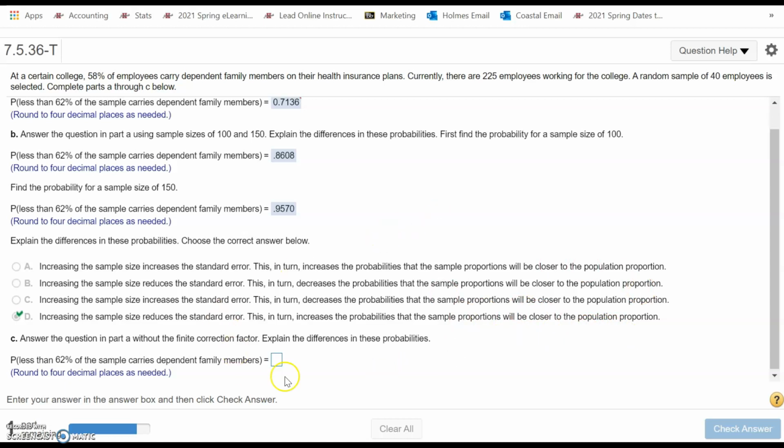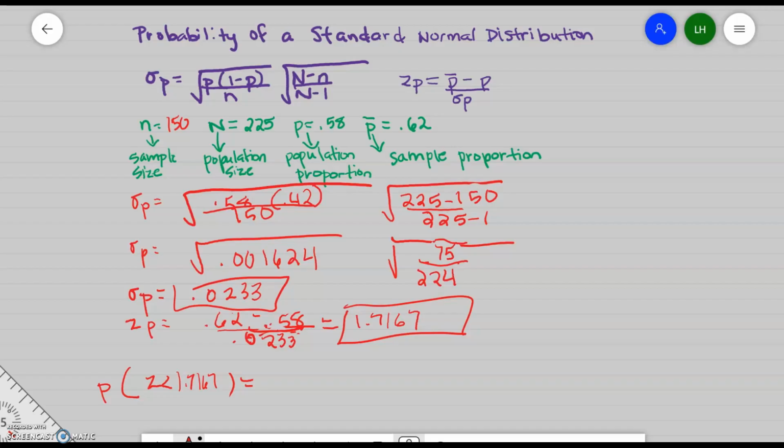Okay, now it says answer the question in part A without the finite correction factor. So taking out the finite correction factor, that means you're going to take out this part of the formula. So I'm going to pause it and work it that way.